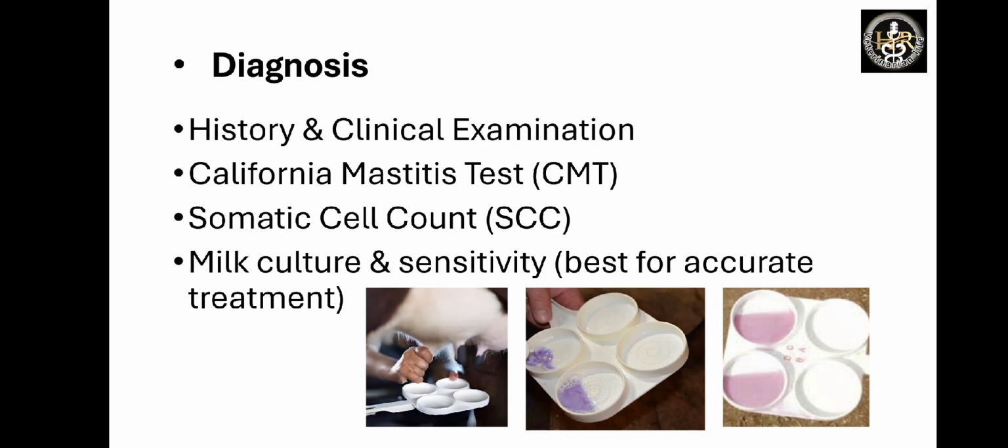Diagnosis of mastitis is based on history and clinical examination. Field-level tests like the California Mastitis Test, or CMT, are very useful. Somatic cell count helps in detecting subclinical mastitis. For accurate treatment, milk culture and antibiotic sensitivity testing is the best method. This image shows the California Mastitis Test, which is commonly used in the field.